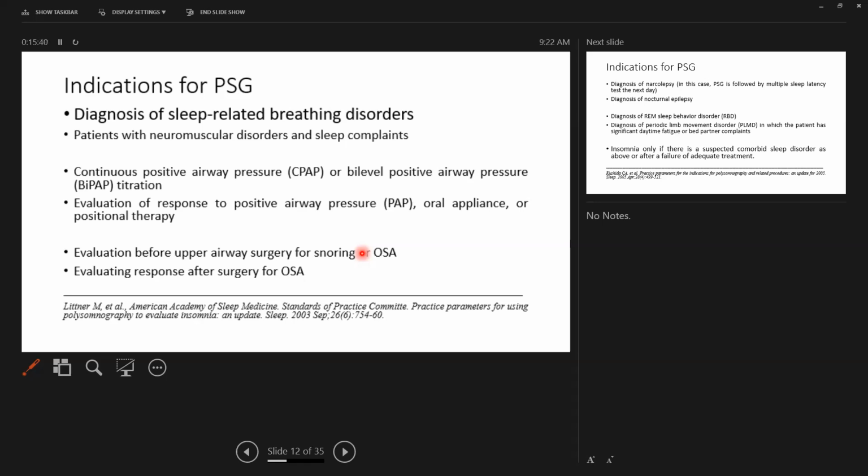Before surgery, before upper airway surgery for snoring or OSA. Surgery has actually been quite demonized in recent times. When CPAP has arrived, the positive airway pressure has arrived, surgery has mostly not been the hot topic for pulmonologists. The surgery people always say, okay, the surgery should be done, but the rehabilitation is very difficult. Again, evaluating response after surgery, everything will have to go through PSG testing.